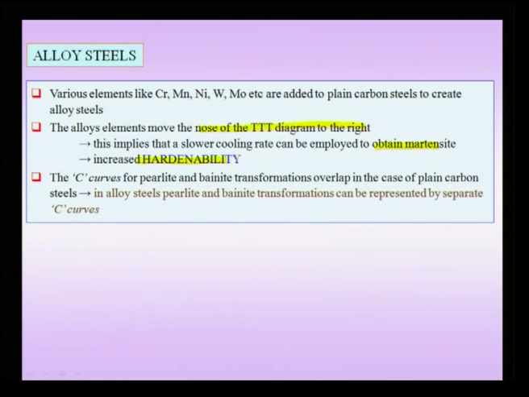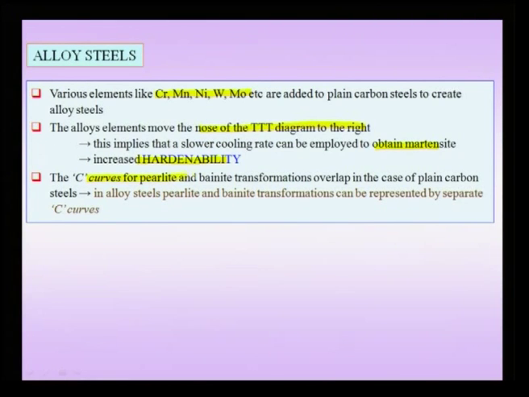Typically, many alloying elements are added, each one of them giving certain benefits, and a combination of alloying elements are also added to give better properties to the material. Some of these common alloying elements are chromium, manganese, tungsten, molybdenum, etc. In this current set of lectures, we will not go into all the details of alloy steels, but we will keep our focus on how it affects the TTT diagram, and broadly outline the benefits of adding alloying elements.